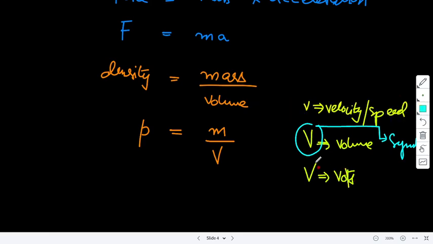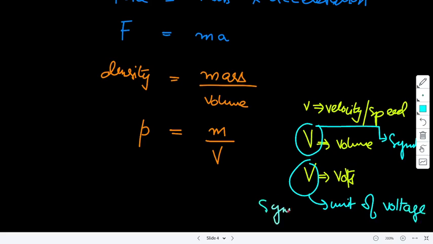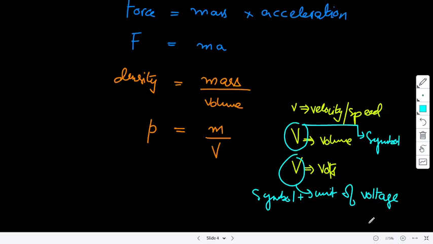this is the unit of voltage and also its symbol. So there is a little gray area. As you progress along the syllabus, you will easily differentiate between volume, velocity and voltage.